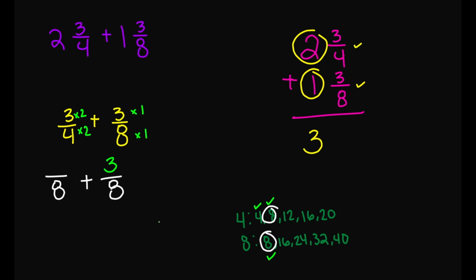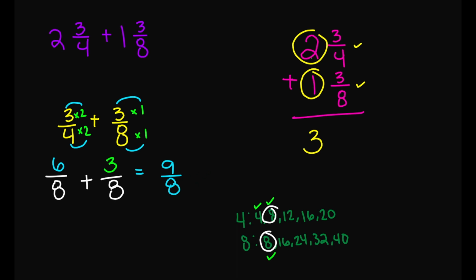Now we're going to multiply. So we have 3 times 2, this is 6. 4 times 2 is 8. 3 times 1 is 3. And then 8 times 1 is 8. Now that my denominators are the same, I'm going to go ahead and add my numerators. So 6 plus 3, this is going to equal 9. And this is going to be over 8.